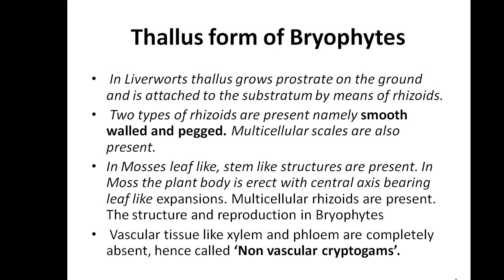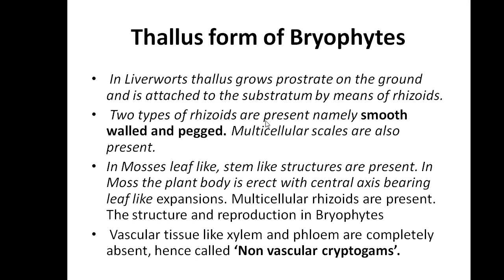Next, the thallus form of the bryophytes. The plant body of the bryophytes is actually prostrate, growing on the ground, and it is attached to the substratum by means of rhizoids. Two types of roots are there. Rhizoids are not roots; they are called rhizoids, and they are smooth-walled and pegged. One is smooth-walled, one is pegged. These are the two types of rhizoids of the plant body or thallus of the bryophytes.